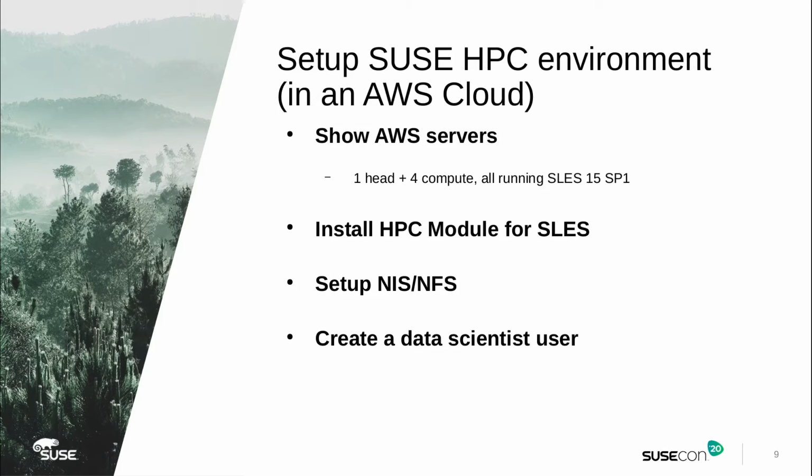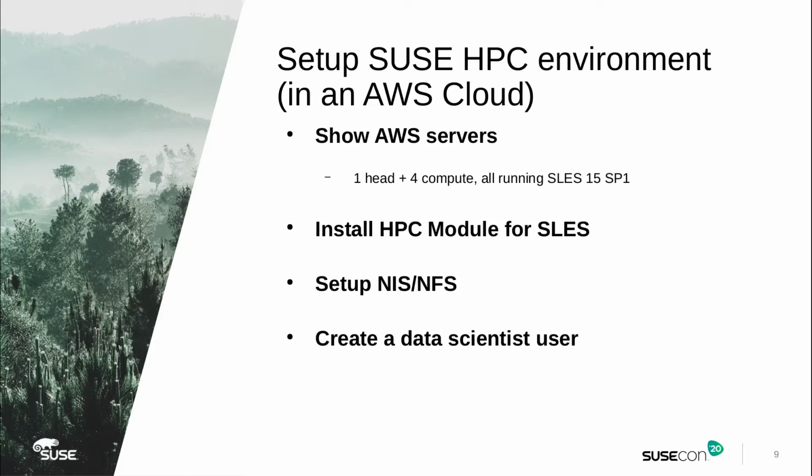We've chosen to do this for the demonstration simply because it's easy. It's very easy to set up and tear down the environment for demonstration purposes. In this particular demonstration, I have 5 systems running. I have 5 instances of SUSE Linux Enterprise Server version 15 with Service Pack 1 running in the space that I have allocated. One of those servers is going to be the HPC head node, and the other 4 are compute nodes.